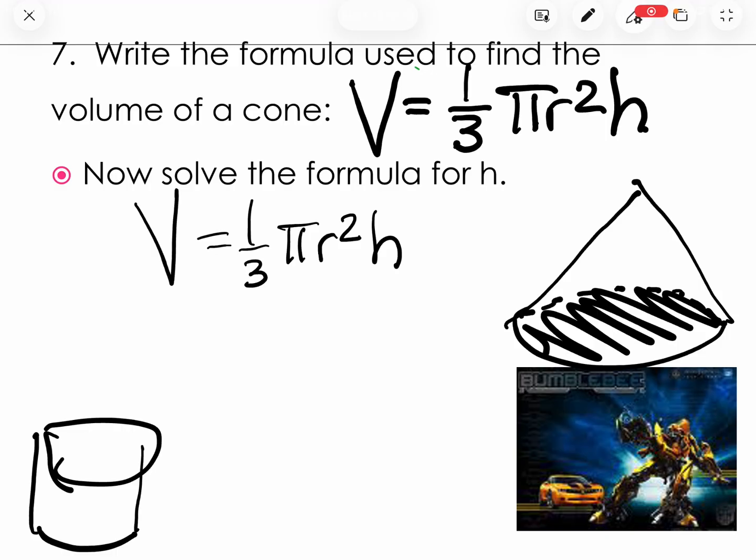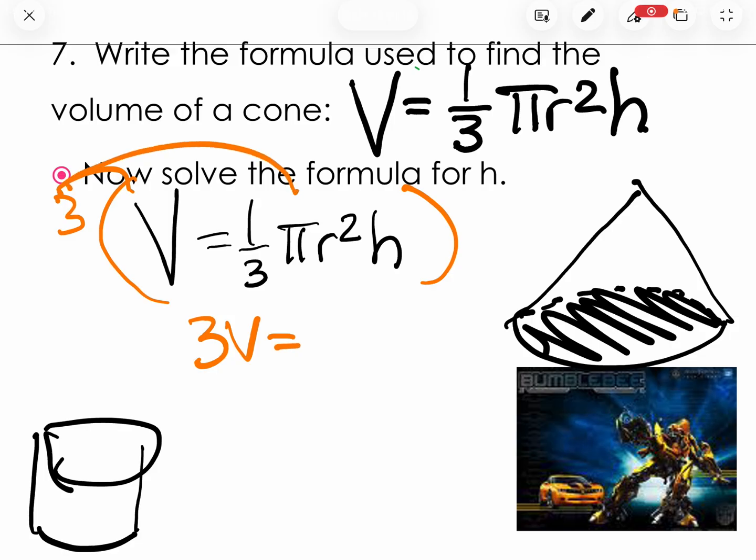Did you all start with multiplying by 3? And that 3 is only going to go here, 3V. And that 3 is going to go right here, and that clears it all because that's, again, all one number. So 3V is pi r squared h. Want to get h by itself, I'm going to divide by pi r squared.